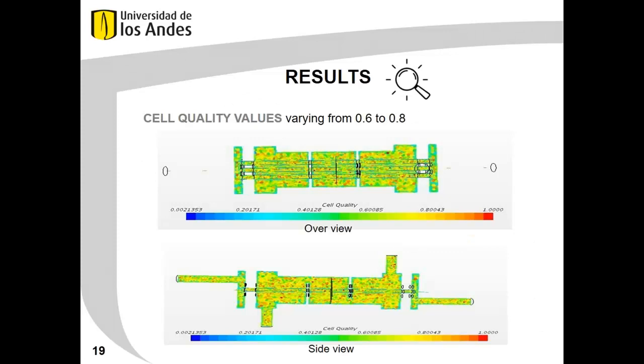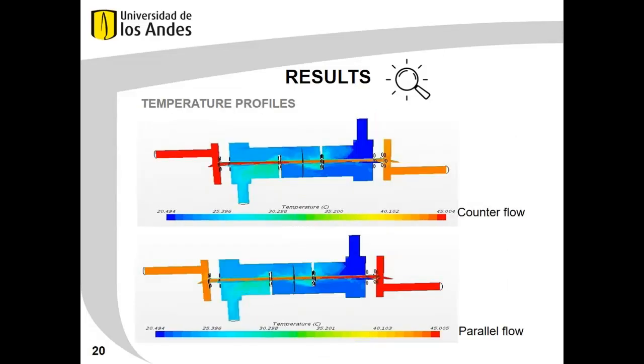An acceptable cell quality varying from 0.6 to 0.8 was obtained. This means that our results can be studied. Temperature profiles in counter and parallel setups are almost the same. This is because the heat exchanger is small and the hot fluid flow is high.